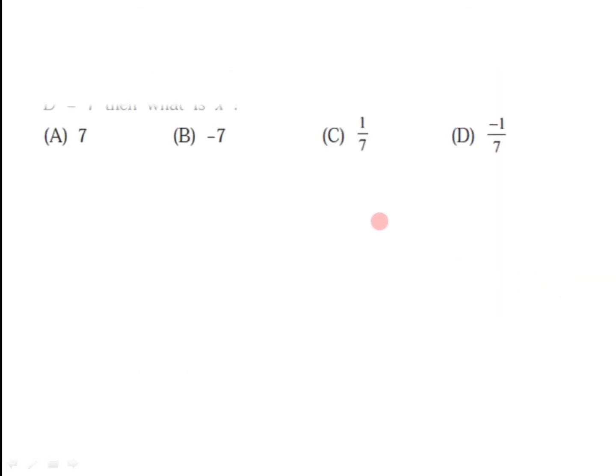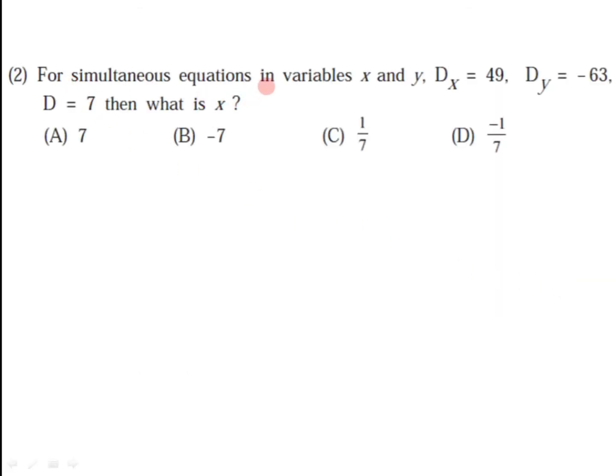Let us have the next question. For the simultaneous equations in variables x and y, the value of dx is given to be 49, the value of dy is minus 63, and the value of d is 7. From that, we have to find the value of x. So here we have to use Cramer's rule, as there are two simultaneous equations given for which the values of dx, dy and d are given, which are needed for Cramer's rule.